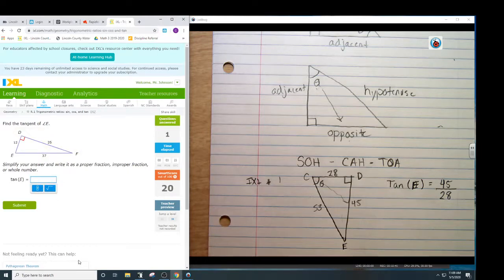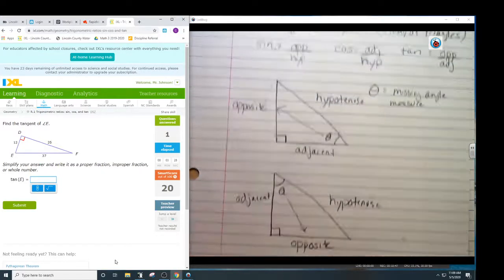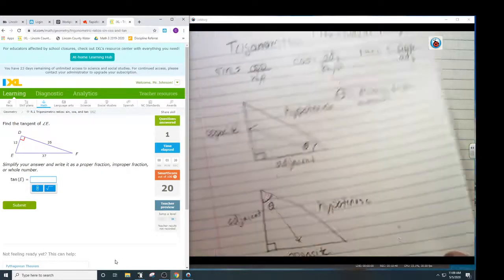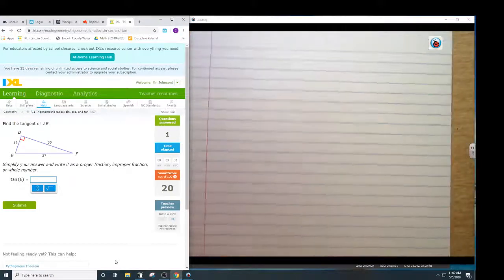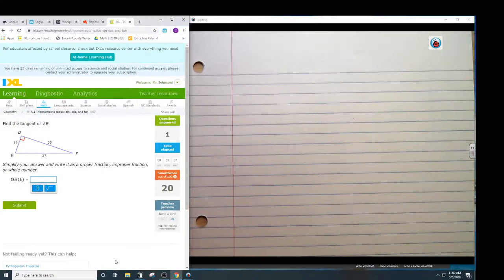Now it wants the tangent of E. Let me get another sheet of paper. Guys, it wouldn't hurt for you to go ahead and write these down. Keep them with you while you're doing this section. Find the tangent of E.